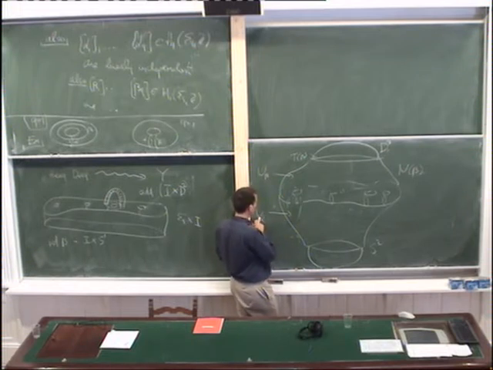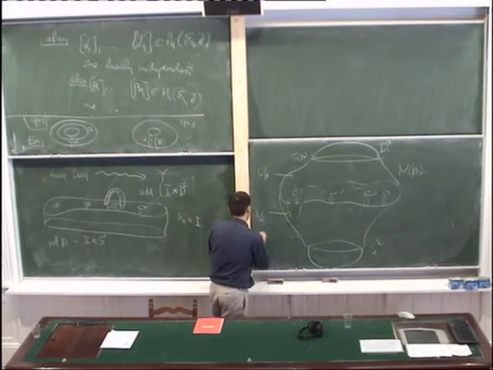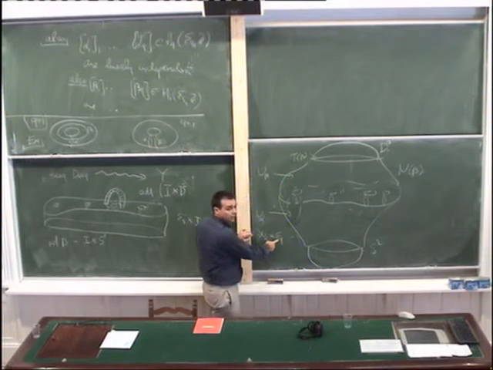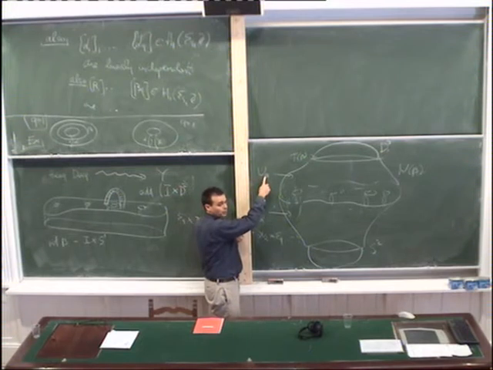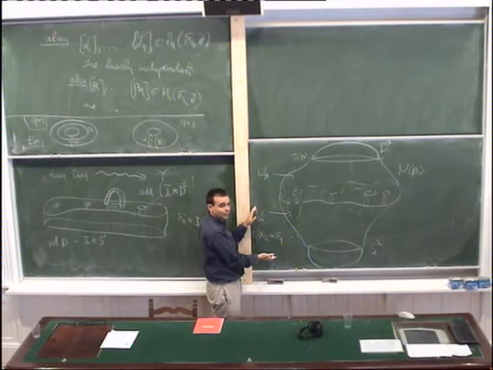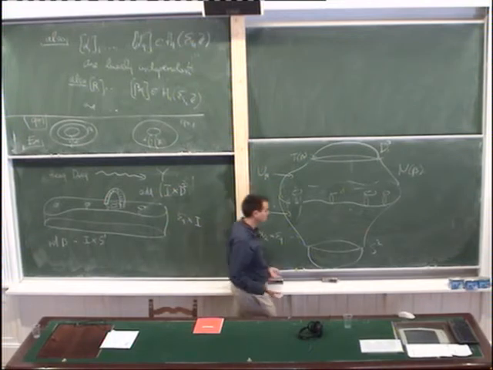I orient U alpha in such a way that the boundary of U alpha is sigma g with the right orientation. That orients U alpha. Similarly, you orient U beta in such a way that the boundary of U beta is minus sigma g, and then you have the orientation of Y. Okay?